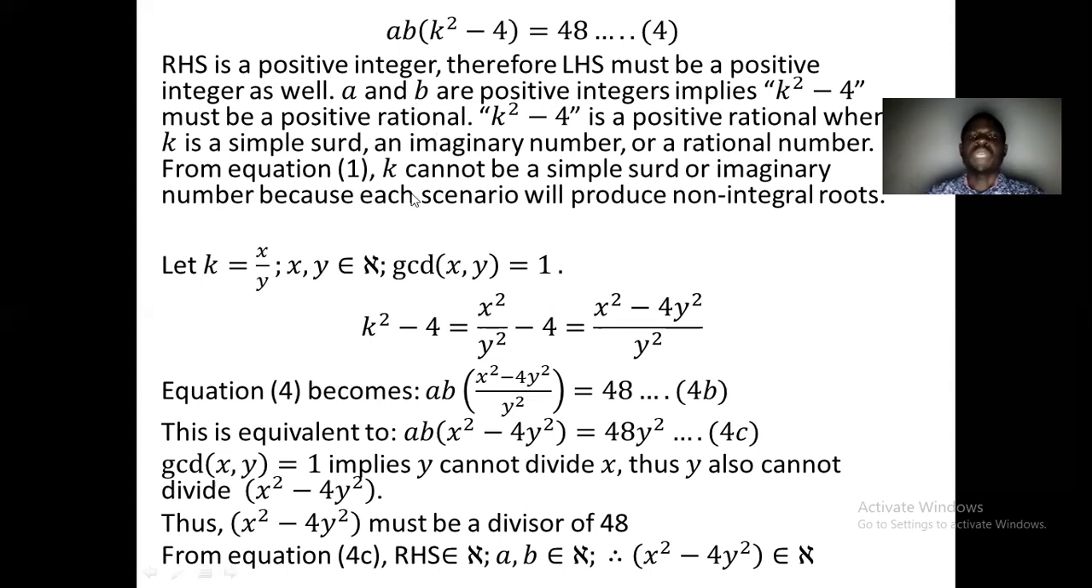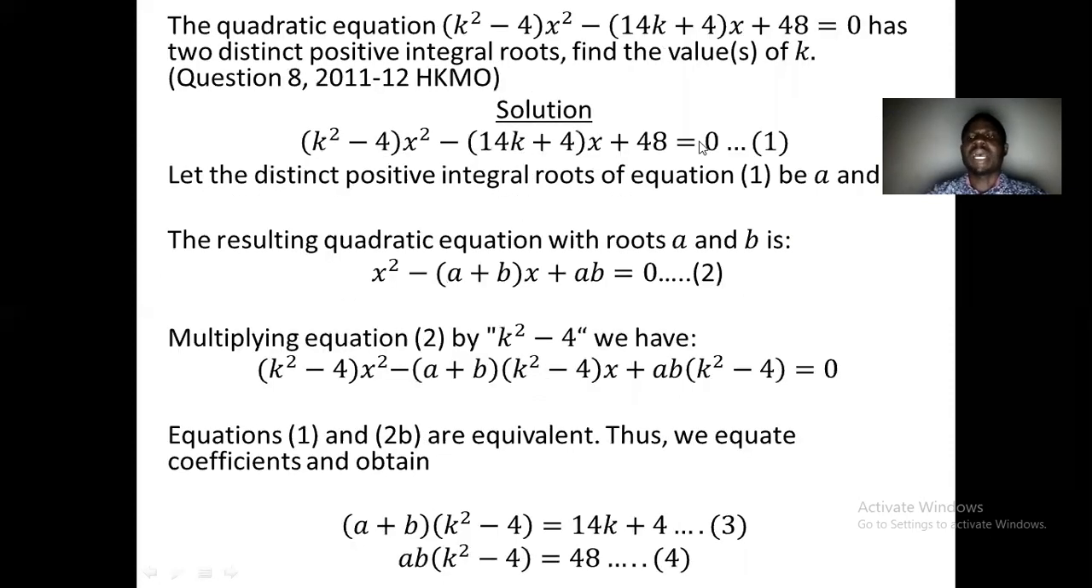All right, but if we consider equation 1, we see that k cannot be a simple surd, because if k is a simple surd, yes, k^2 - 4 would eventually become a rational number, but 14k + 4 will not become a rational number. It will still be a surd, and that means that equation 1 will not yield positive integral roots.